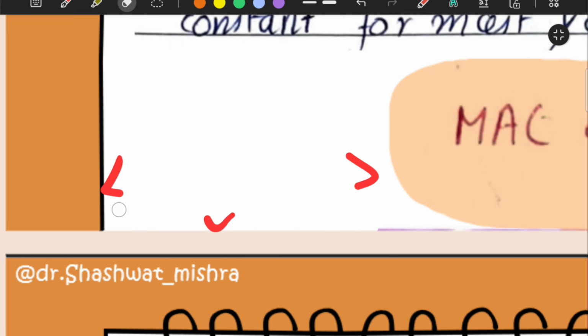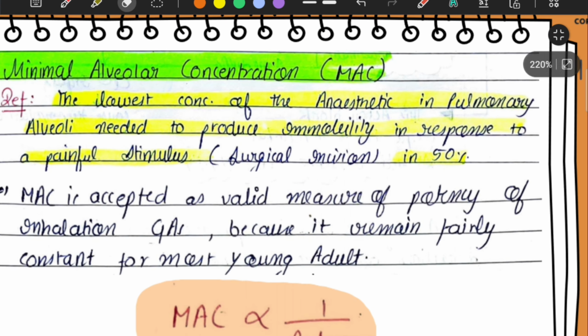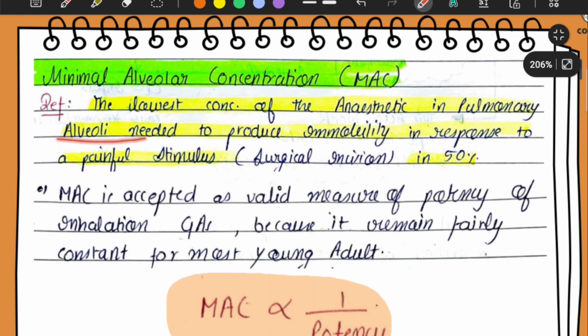Now let's just see the definition of the MAC. The definition goes like this: it is the lowest concentration of any gaseous anesthetic in the pulmonary alveoli needed to produce immobility in response to any sort of painful stimulus in 50% of the population. What does it mean? There are several gaseous anesthetics: halothane, isoflurane, desflurane, sevoflurane.